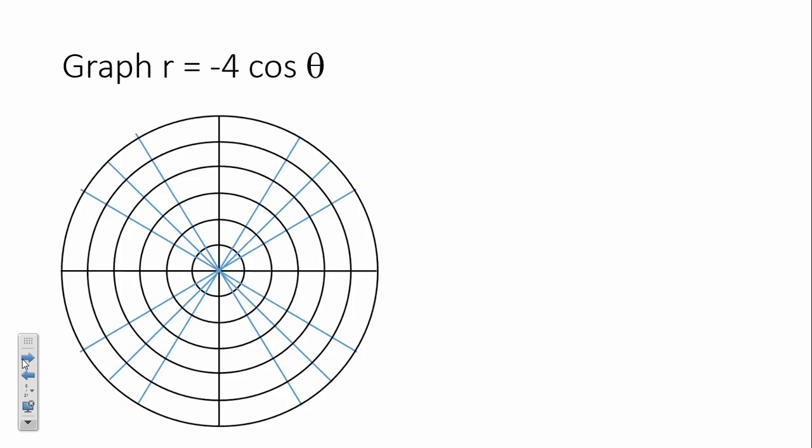Negative 4 cosine theta. What's my diameter? 4. Okay. Which way am I going? Left. So 4 from the pole to the left. And then I want to draw what is supposed to be an accurate circle with a radius of 4, diameter of 4. Okay. You guys can handle these? Okay. All right.